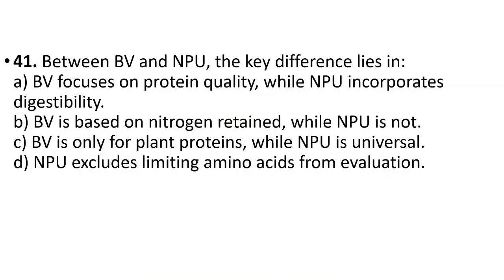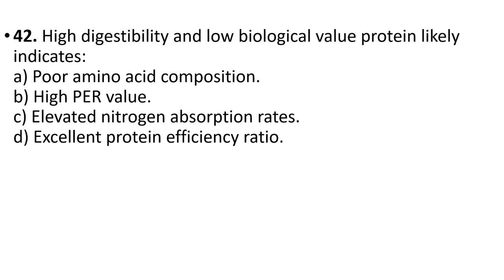41. Between BV and NPU, the key difference lies in: A, BV focuses on protein quality while NPU incorporates digestibility. B, BV is based on nitrogen retained while NPU is not. C, BV is only for plant proteins while NPU is universal. D, NPU excludes limiting amino acids from evaluation. Here answer is option A. BV focuses on protein quality while NPU incorporates digestibility too.